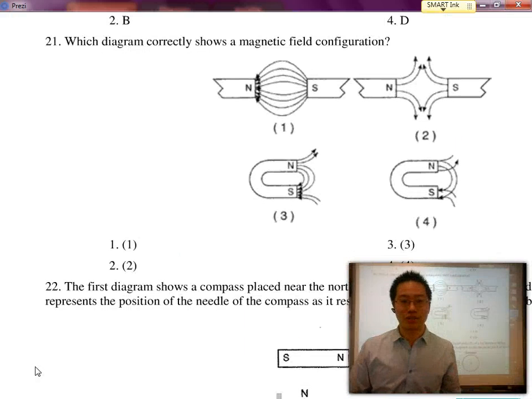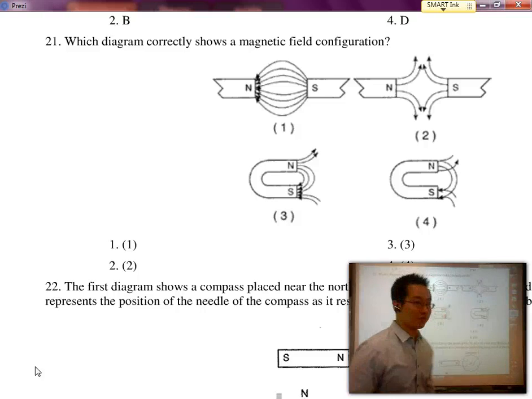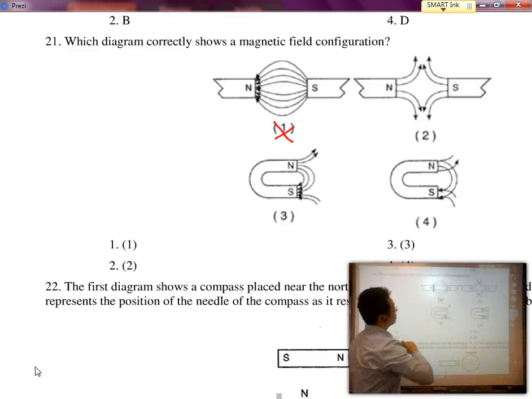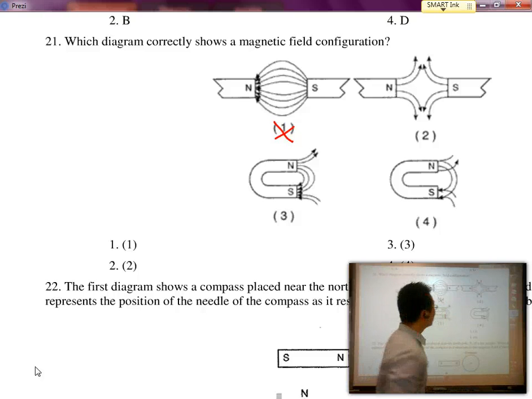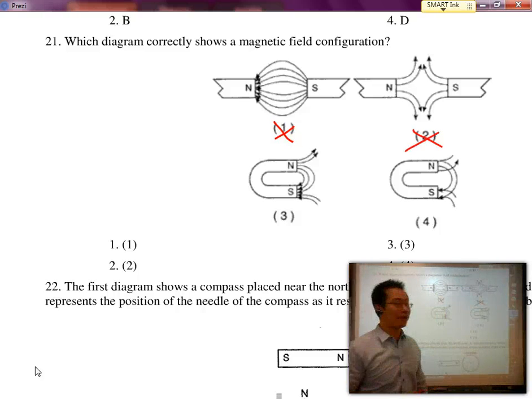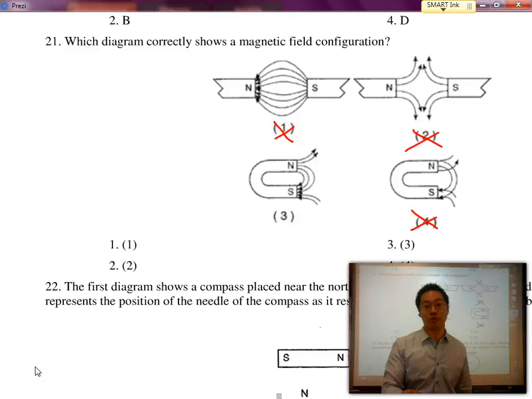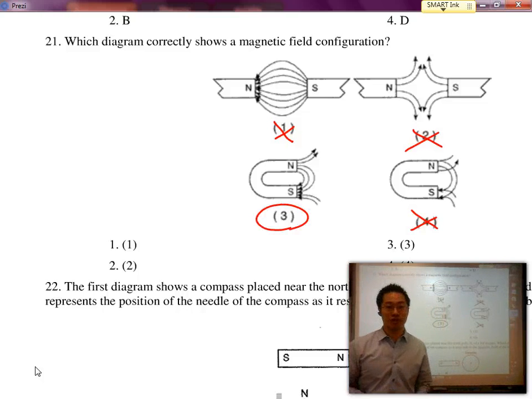So we do just a couple practice questions here. Which diagram correctly shows a magnetic field configuration? The answer, of course, is not 1, because magnetic field lines go out of north and into south, and that's why it can't be 2 either. It can't be 4, because magnetic field lines can never cross each other when you're drawing it, which is why the answer is choice 3.